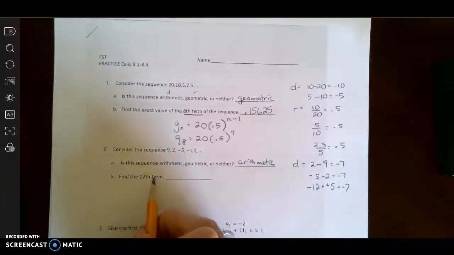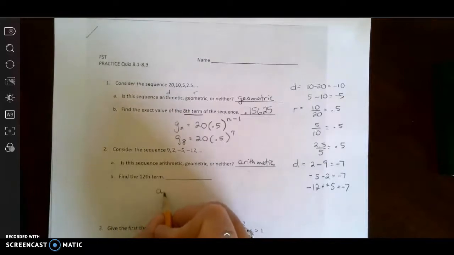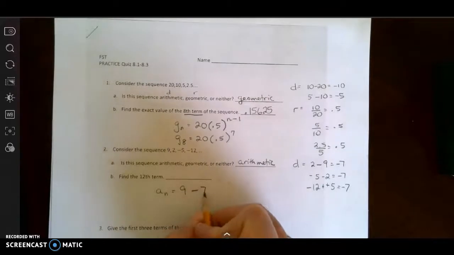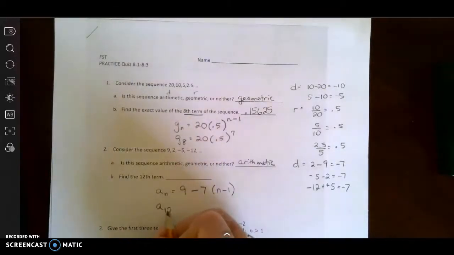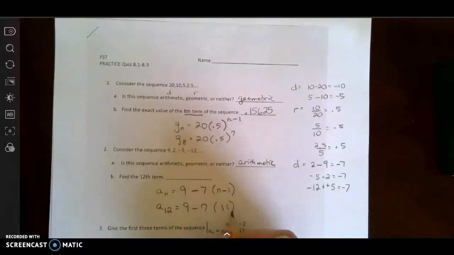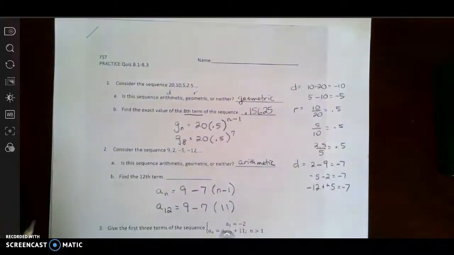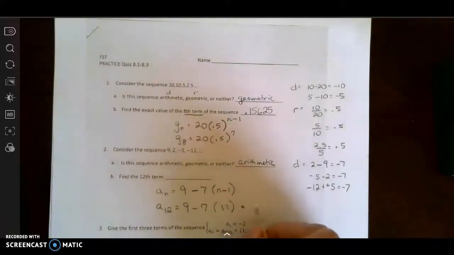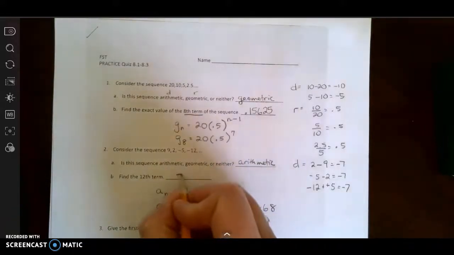Find the 12th term. Well, the first term is 9, and I'm subtracting 7 n minus 1 times. So to find the 12th term, 9 minus 7 times 12 minus 1, which is 11. Put that in my calculator, and I get negative 68.